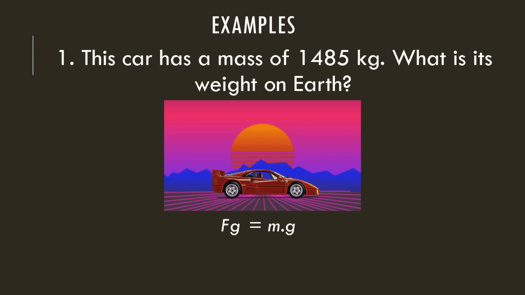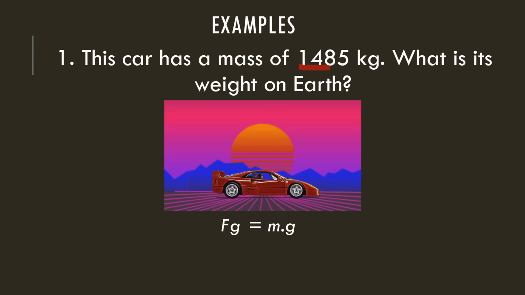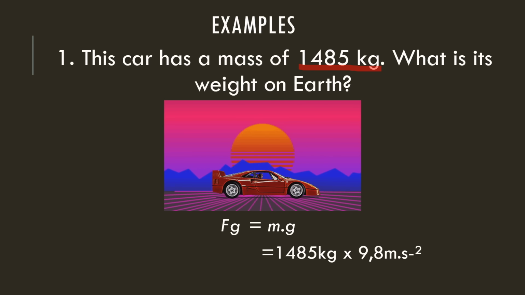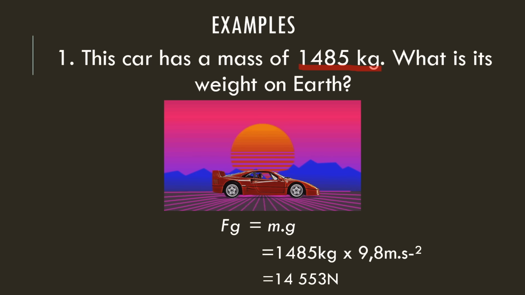So we have Fg is m times g. Mass we've given you there is 1,485 kilograms times g, which is 9.8 meters per second, and the weight of this car is then 14,553 newtons.